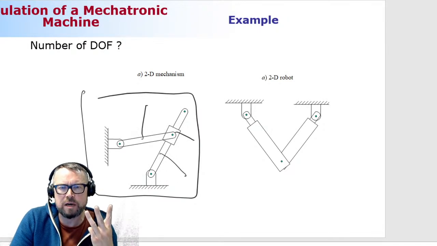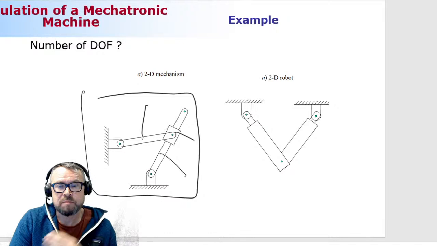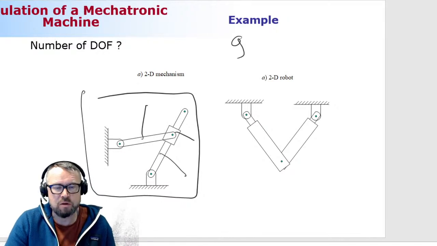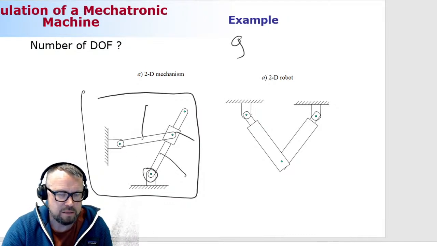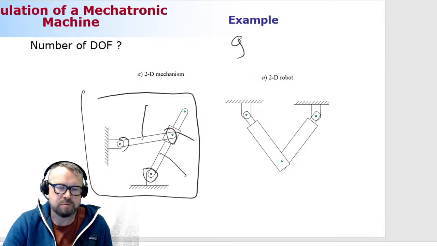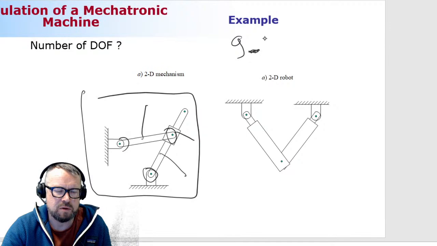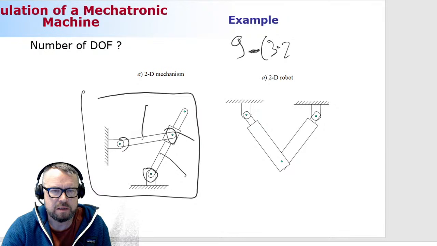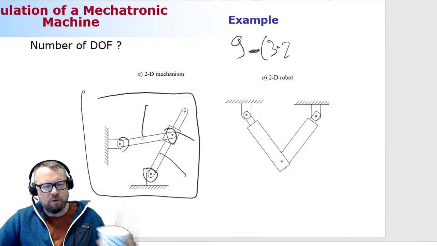How many generalized coordinates do we need? Well, one body needs 3 generalized coordinates. 2 bodies need 6 generalized coordinates. 3 bodies need 9 generalized coordinates. Okay, how many constraints do we have here? Well, we have 1, 2, 3 revolute joints, right? So that's 3 multiplied by 2, because each one of them needs 2 constraint equations.